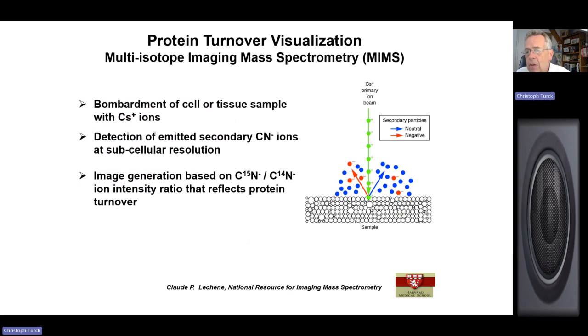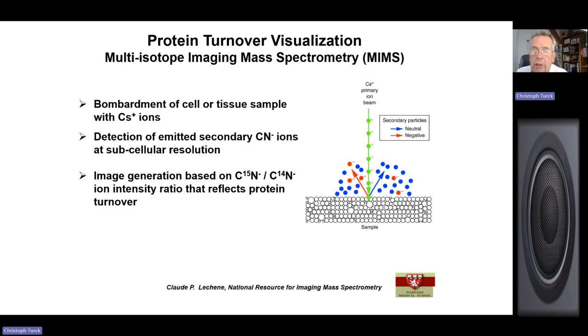Okay, at the time I was also fortunate to team up with another researcher. His name is Claude Lechene at Harvard University, who's also interested in stable isotope labeling of tissues and protein turnover. And he uses a different type of mass spectrometry called multi-isotope imaging mass spectrometry. He can generate images based on labeled material.